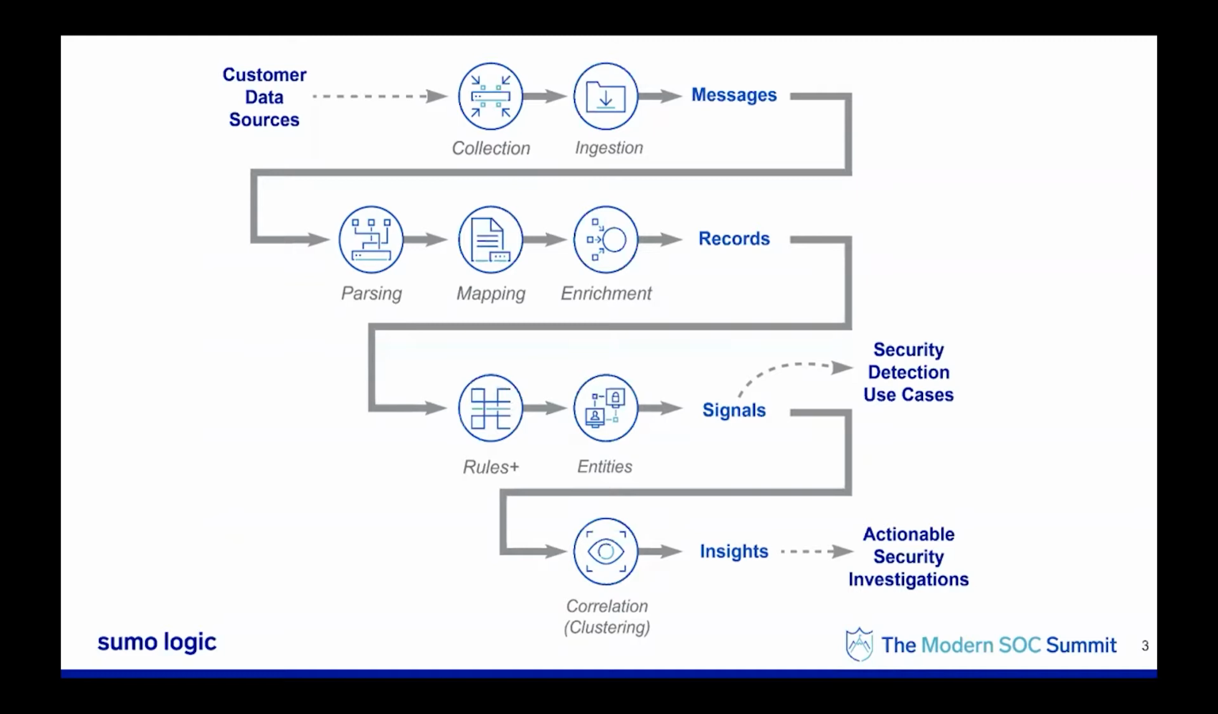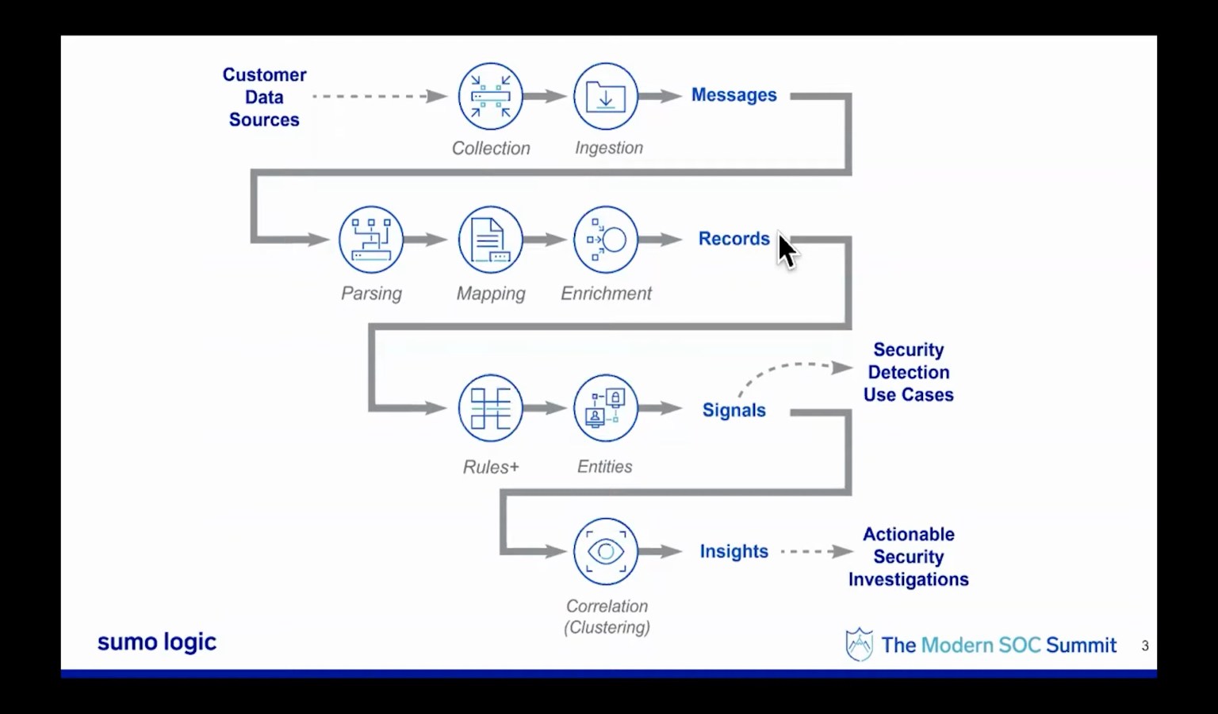Once it's mapped that information, we'll also do some enrichment. Maybe we'll send it out to CrowdStrike and ask, are there any known threats for this? So we'll typically take this log data and enhance and enrich it. That then allows us to create these records.